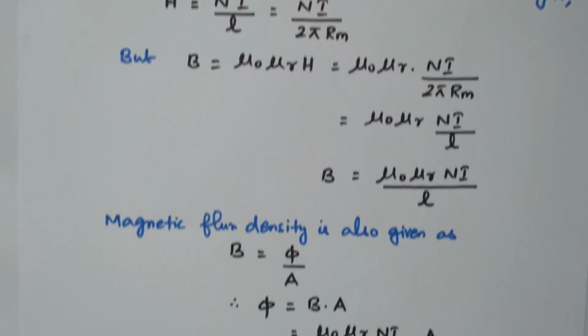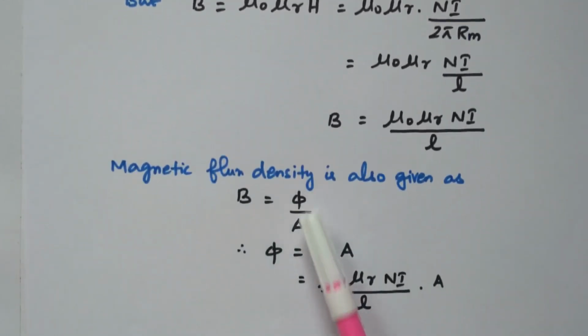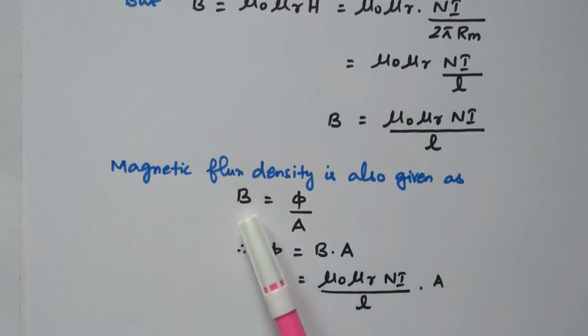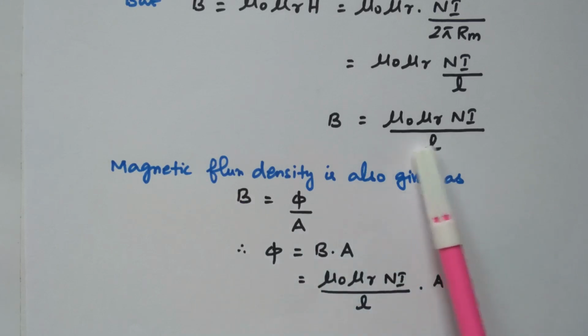The magnetic flux density is also given in another form, phi by A. This is the normal definition: magnetic flux density is magnetic flux per unit area. Cross multiplying, phi equals B into A. B we already calculated, so we substitute it here: mu naught mu r Ni divided by L into A. So we got the expression for phi by multiplying B into A. B is already available here and is substituted. Now we will go for further simplification.